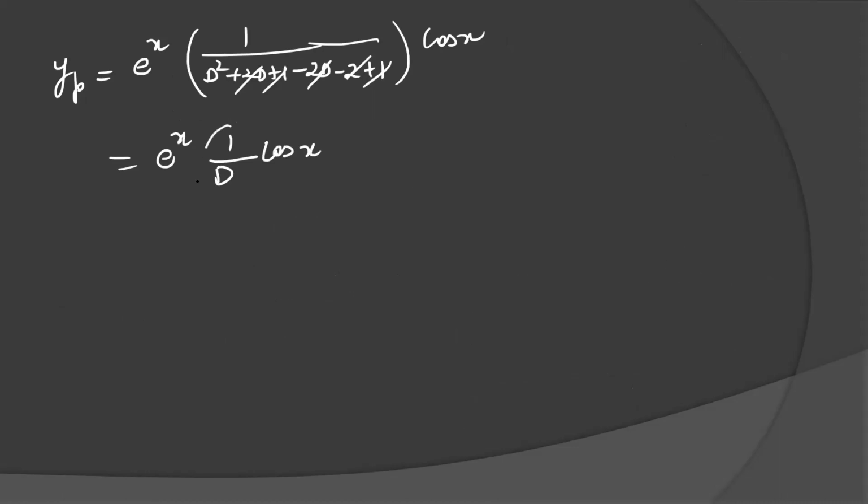D is differentiation, so 1 upon D is integration. The integration of cos x is sin x. Remember my point: never add a constant in finding the particular integral.